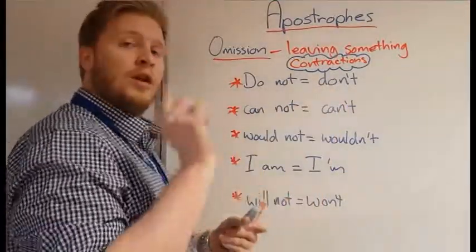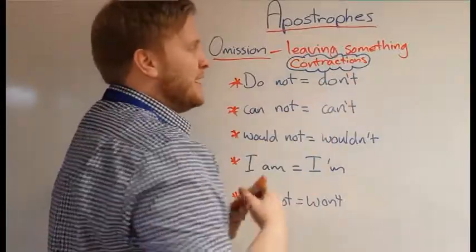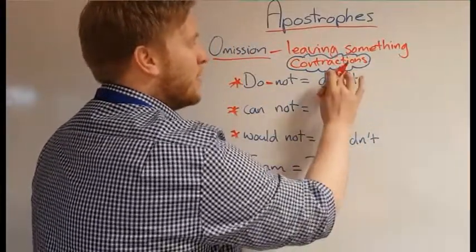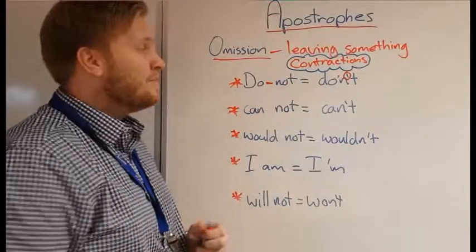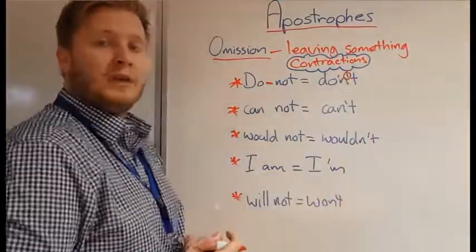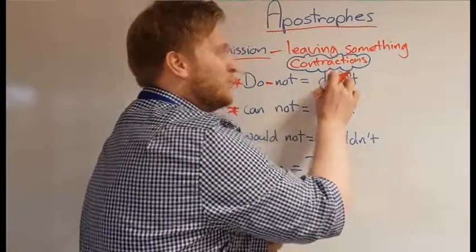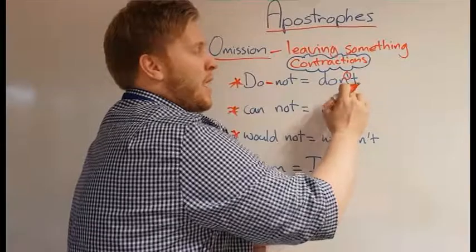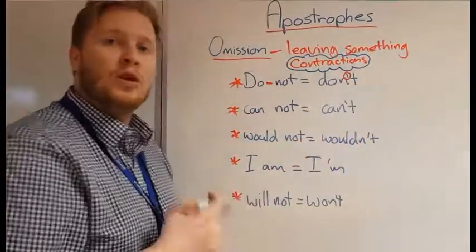Okay, now a couple of rules. When we put the apostrophe in, we don't put it in between where the two words are, so it doesn't go there. Okay, we put it between where the letters are missing. So the O is missing from not, so the apostrophe goes between the N and the T, because it's do, N, apostrophe where the O should be, T, don't.